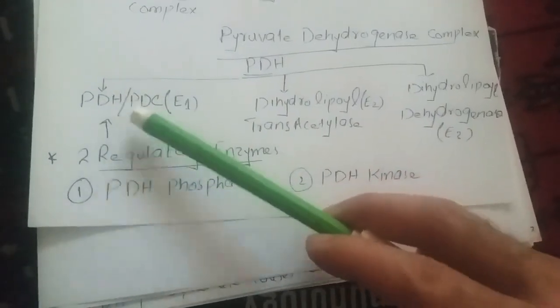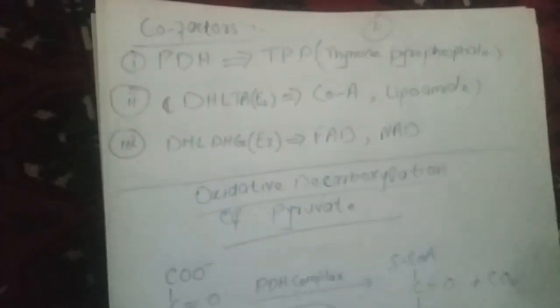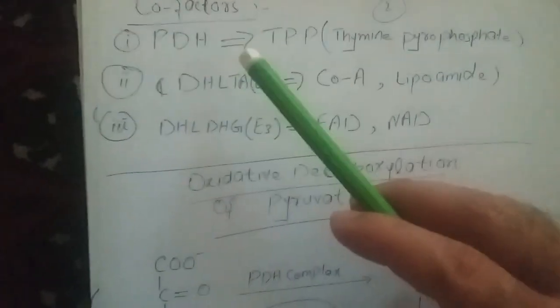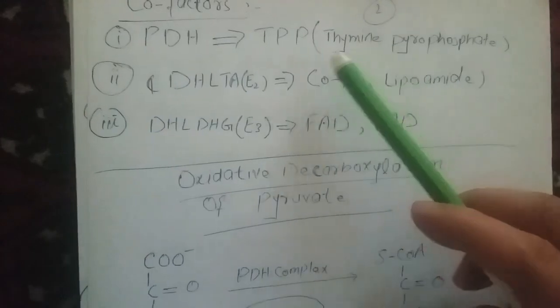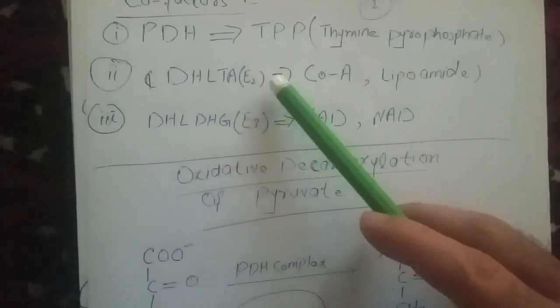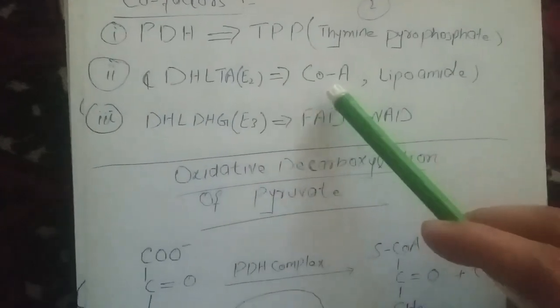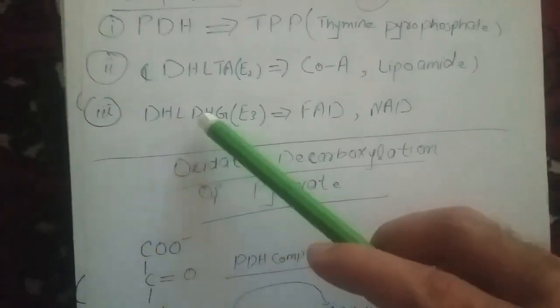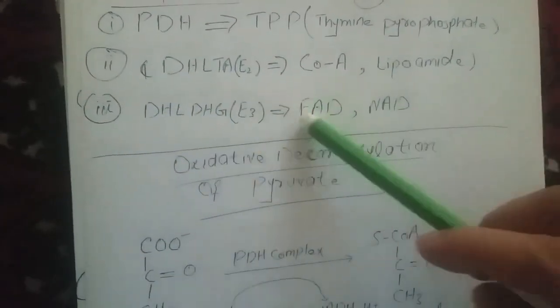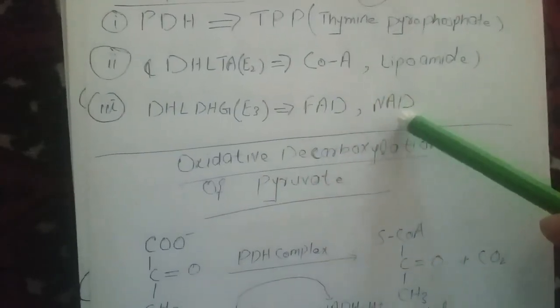the first enzyme, pyruvate dehydrogenase or pyruvate decarboxylase. This enzyme complex also requires many cofactors, actually five cofactors. The first enzyme E1 or pyruvate dehydrogenase requires thiamine pyrophosphate, while the second enzyme dihydrolipoyl transacetylase or E2 requires coenzyme A and lipoamide, while E3 or dihydrolipoyl dehydrogenase requires flavin adenine dinucleotide and nicotinamide adenine dinucleotide.